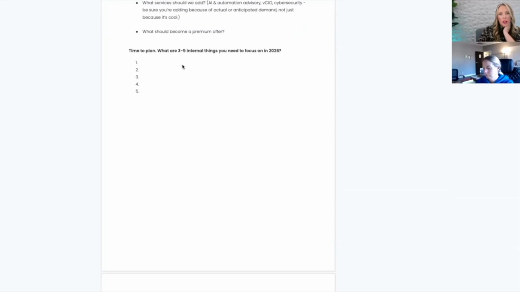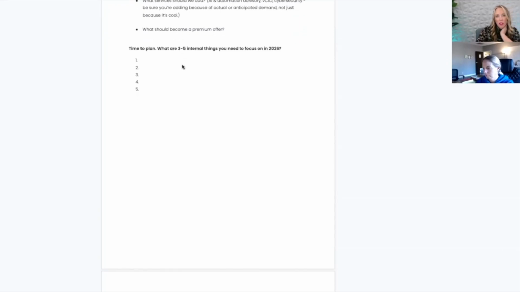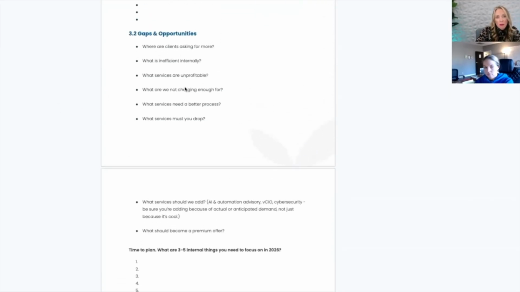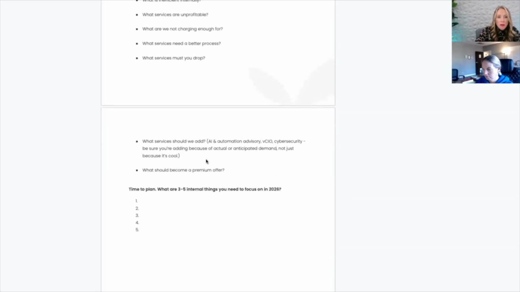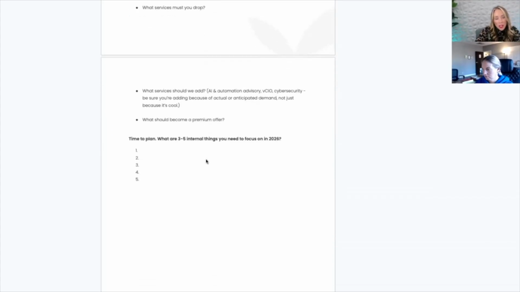And then think about this back of napkin: what are 3 to 5 internal things that you know for a fact you need to focus on in 2026? Hey, I know that this product is end of life. I know that this product is sucking the wind out of us. Or maybe nothing is. And if that's the case, that's great.